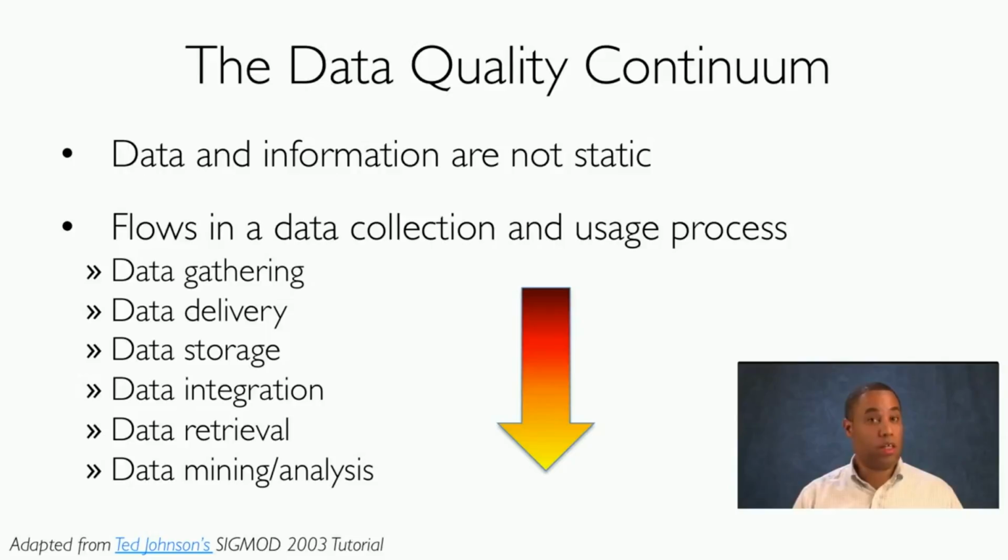Data quality spans a continuum, and data and information are not static. Data flows in a data collection and usage process through multiple stages. We gather the data, we deliver the data, we store the data, perhaps for a very long time. We integrate together multiple different data sets. We retrieve data, and then we perform mining and analysis. We're going to go through each of these steps in this lecture.